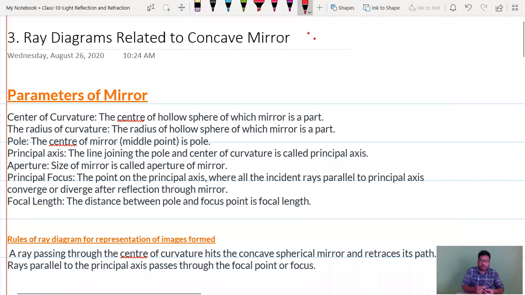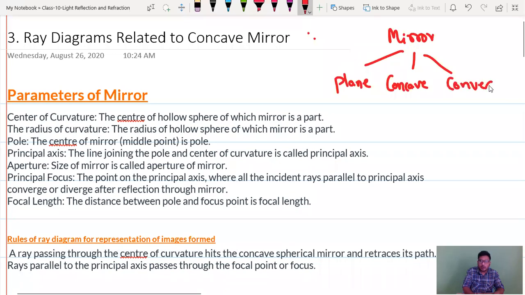Already we have seen that if you take mirrors, we have three types. First one, plane mirror. Second one, concave mirror. Third, convex mirror. And we have seen what is meant by plane mirror, what is concave, what is convex. A plane mirror is straight, and image size, object size, image distance, object distance, everything will be the same, everything will be perfect.